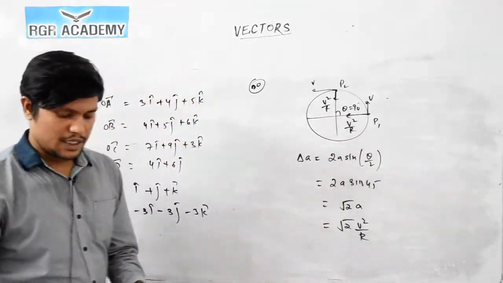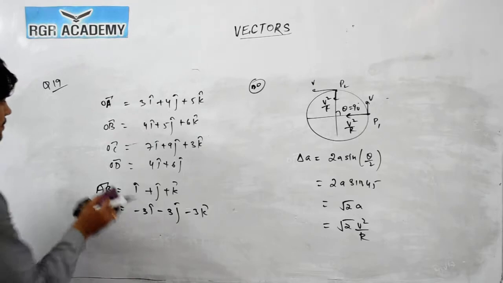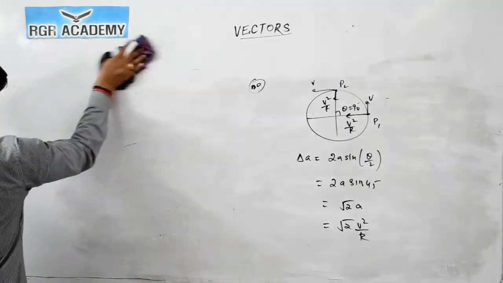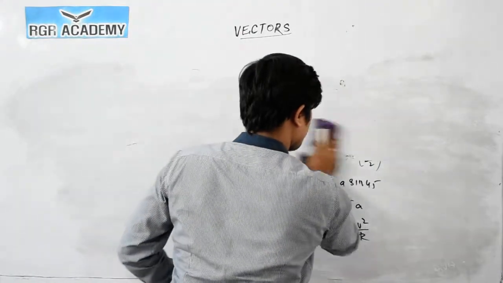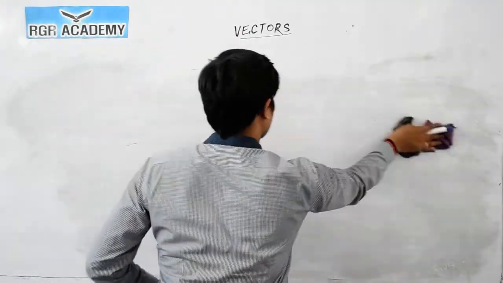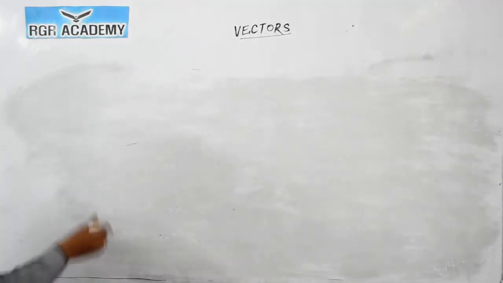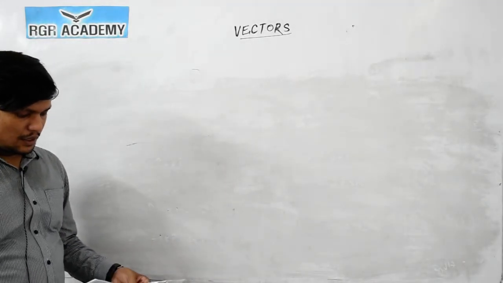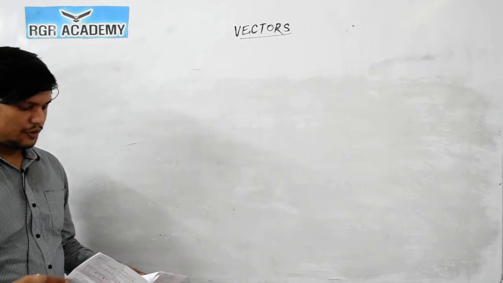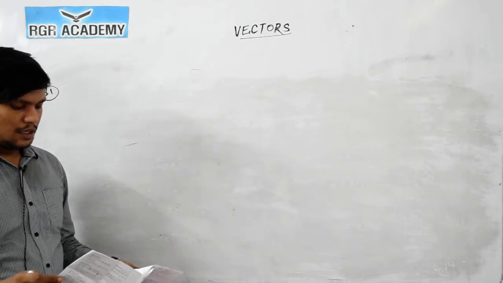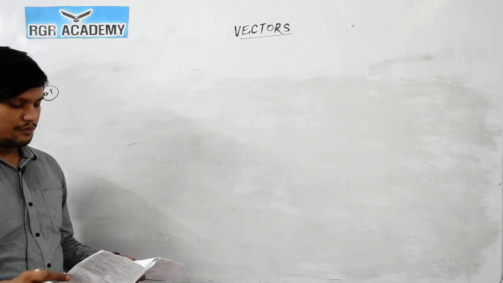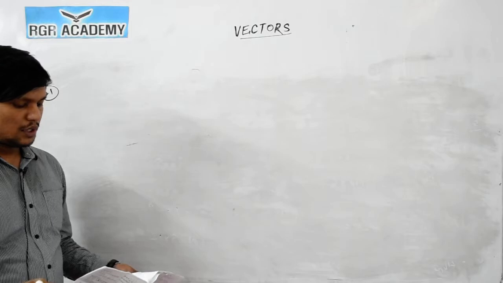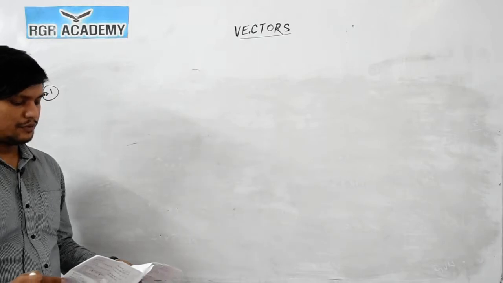Next one is question number 21. In question number 21 they are asking: a boy walks uniformly along a side of a rectangular park of size 400 by 300 meters, starting from one corner to the diagonally opposite corner. Which of the following statements is correct?